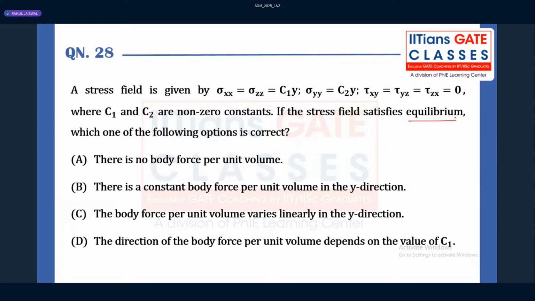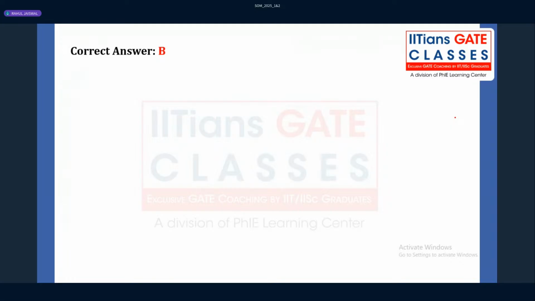The first option they have mentioned: there is no body force per unit volume. There is a constant body force per unit volume in the y direction. The body force per unit volume varies linearly in the y direction. The direction of the body force per unit volume depends on the value of C1. For that, we need to first write down the 2D equilibrium equations.